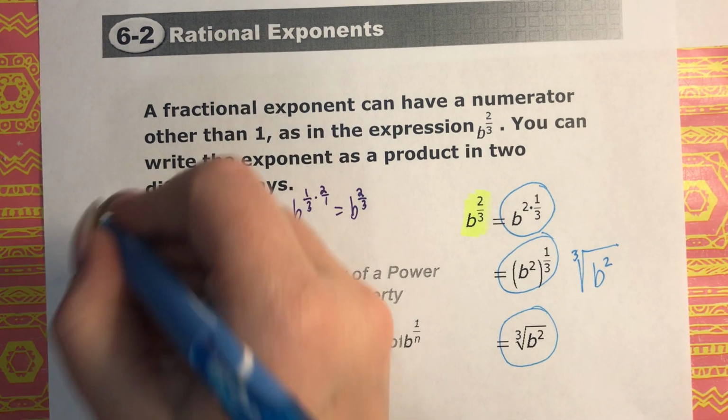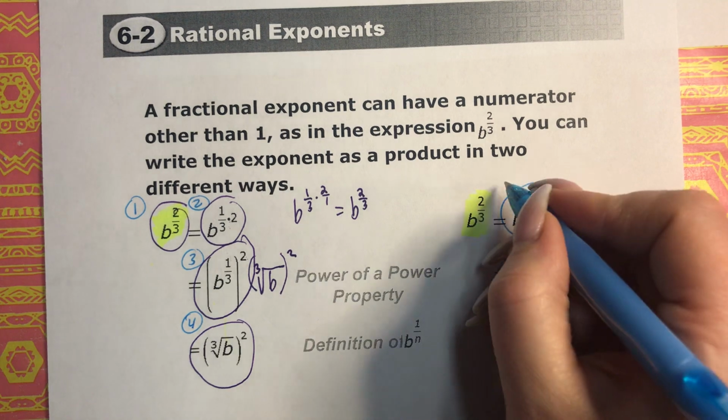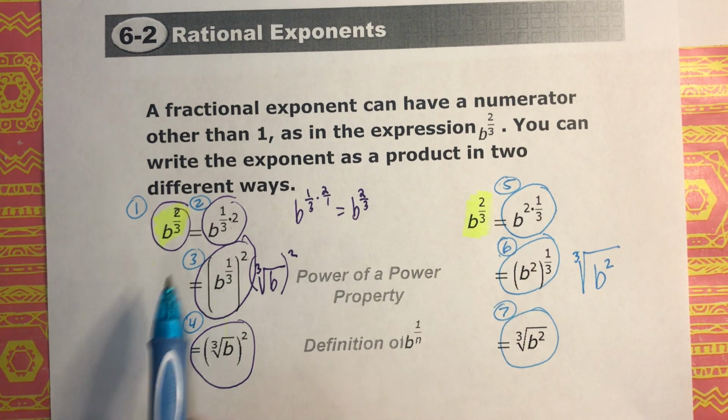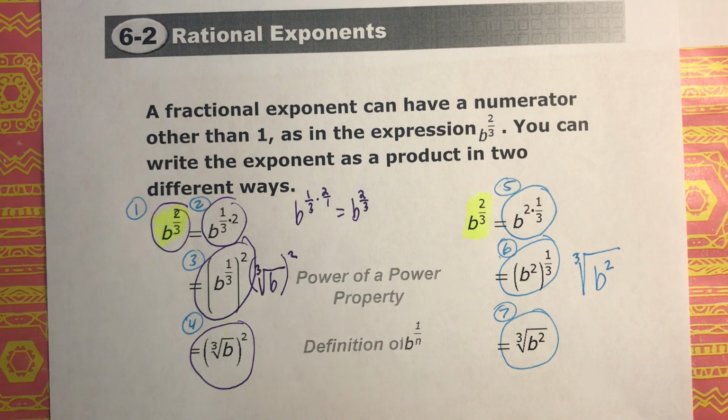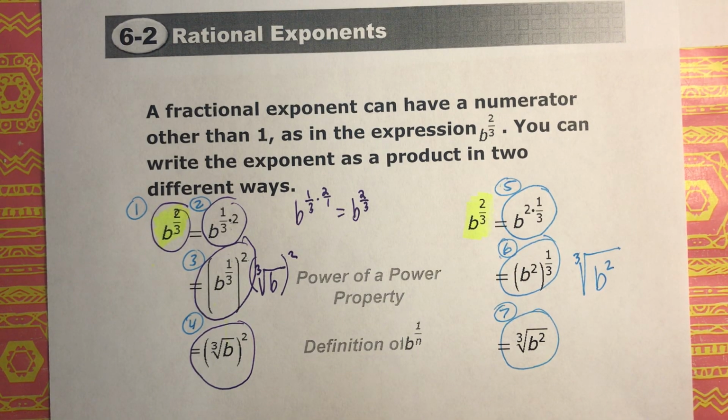So here we have it. We have 1 way, 2 way, 3 way, 4 way, 5, 6, 7 ways to write b to the 2/3 power. Depending on your problem, you might want to choose any of these 7 ways, because it might be easier. So what we're going to do is look at some different problems and figure out which way is easiest for us to solve the problem.